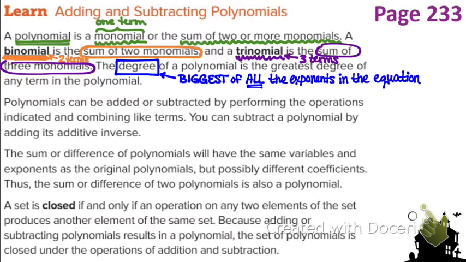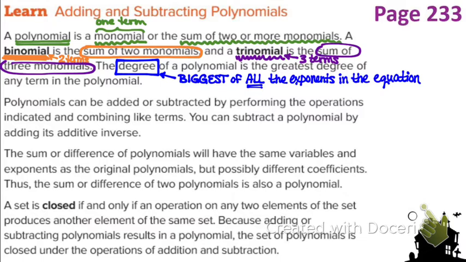Binomials. What does that prefix of bi mean? Two. A binomial has the sum of two monomials. It has two terms. What about a trinomial? What's that prefix of tri mean? T-R-I? Three. A trinomial would then have three terms, or it is the sum of three monomials.